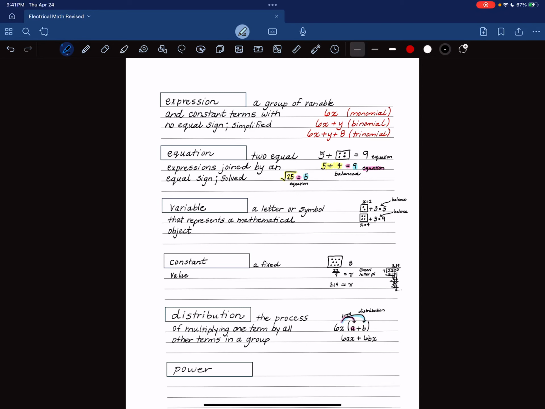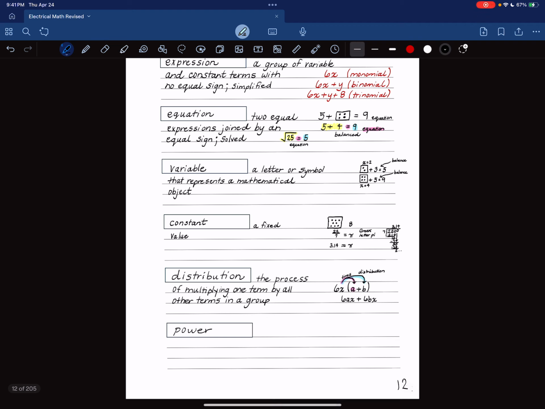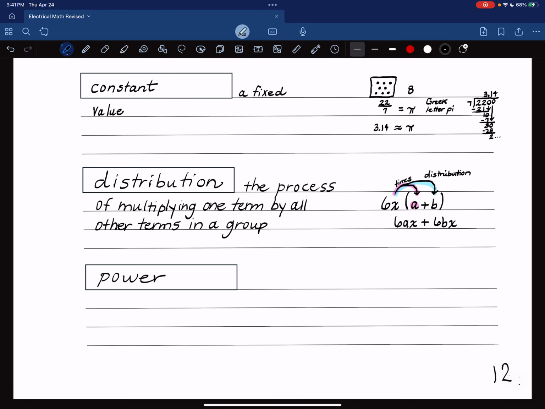In this video, we are looking at the terms that go with Ohm's law or Ohm's wheel. And I'm on the bottom of page 12. I've gone ahead and added the first of the four terms. There are four of them. Power is going to go at the bottom of page 12, so you can go ahead and write that one in right after distribution.